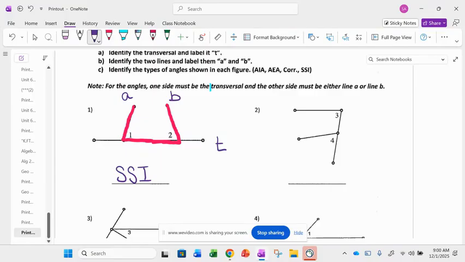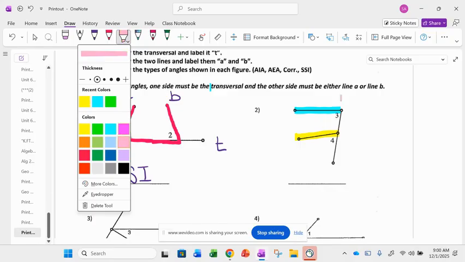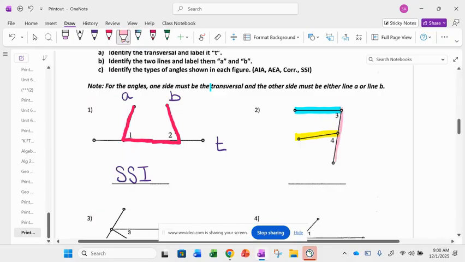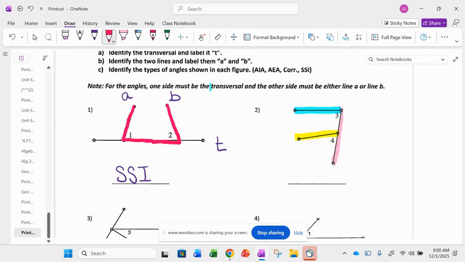Okay, so same thing for number 2. So we have to decide which one's the transversal. We have blue, yellow, pink. So you all tell me, which one's the transversal this time, blue, yellow, or pink? It is the pink. So I'm going to go ahead and label the pink as T, and the other lines are A and B.